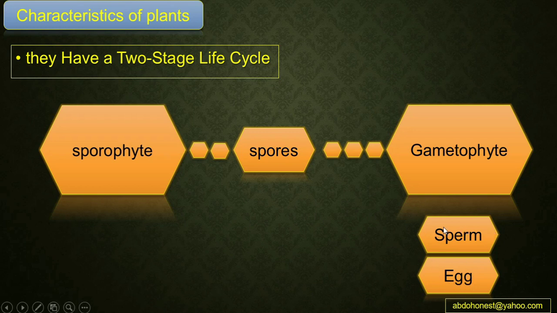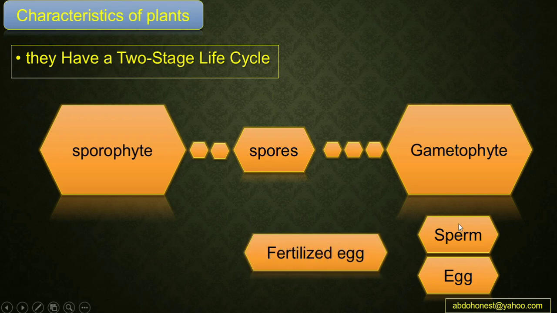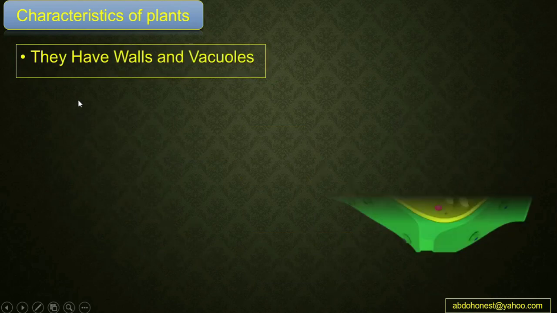The sperm and egg cannot grow on their own unless they join together. So when the sperm fuses with the egg, it will make a fertilized egg. And this type of reproduction is called sexual reproduction. We have two parents, one male gametophyte and one female gametophyte. And then this fertilized egg, guys, can grow into a sporophyte. So in the two stages life cycle, we have a sporophyte and a gametophyte. Sporophyte can produce spores, gametophyte can produce gametes.